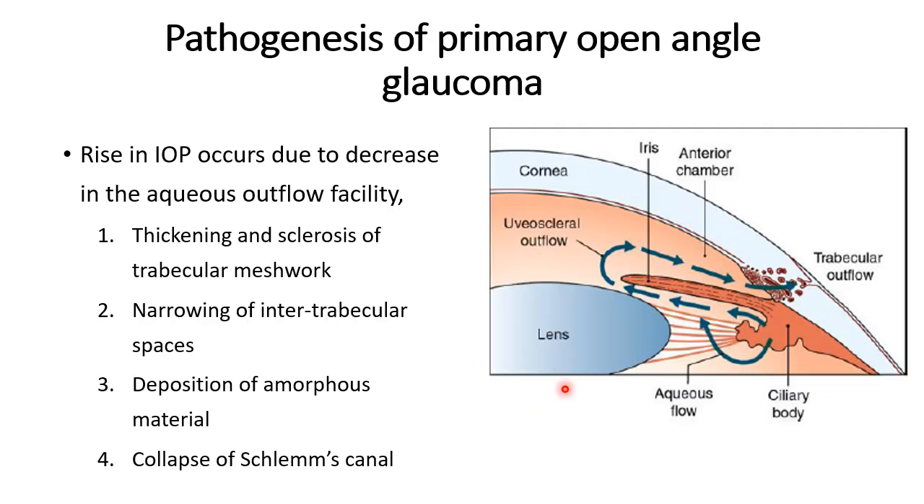So at a microscopic level, let us understand the pathogenesis. So I told you that this is the aqueous, this is how it moves, and this is how it exits, and the problem lies somewhere over here in the aqueous outflow. So what problem is there?